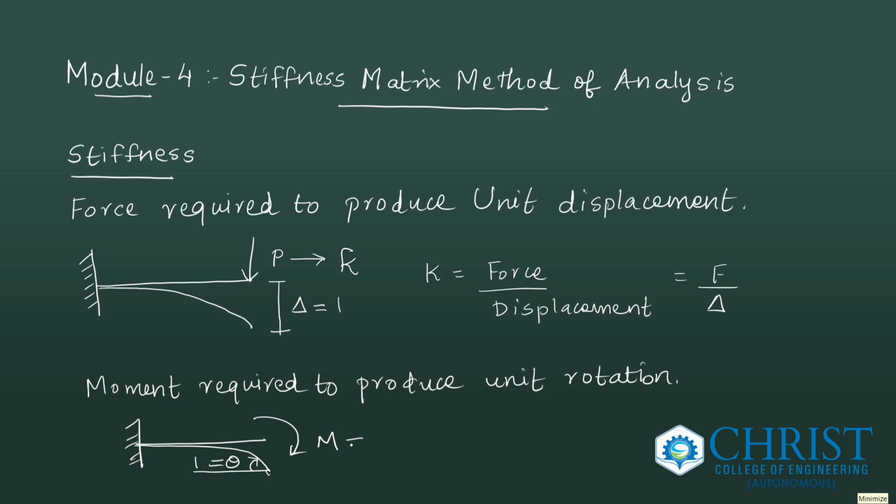Applying a moment M, it will produce rotation, and that rotation is represented by symbol theta, that is slope. And when the slope becomes equal to 1, the moment produced is called stiffness. Okay, K is equal to M by theta.